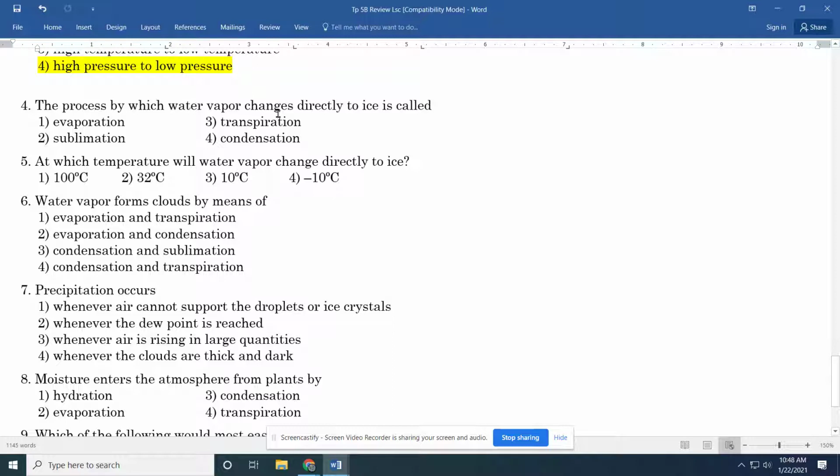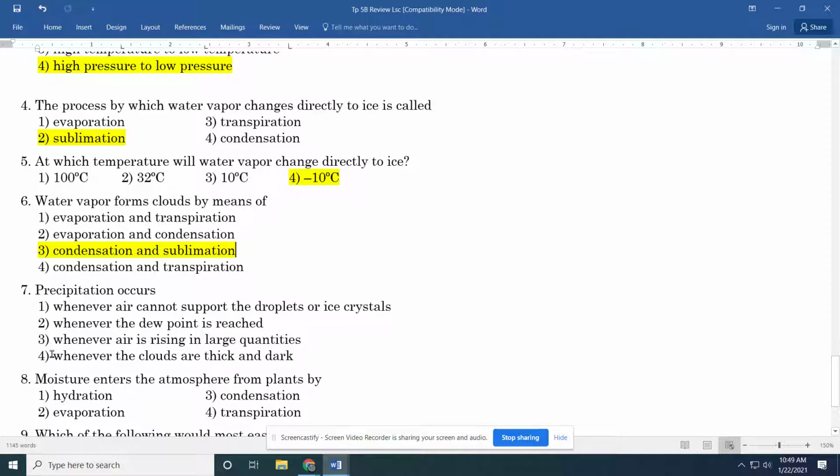The process by which water vapor changes directly to ice: sublimation. Which temperature will water vapor change directly to ice? It would have to be below freezing for that to happen. The only one of our choices that's below freezing is -10 Celsius. Water vapor forms clouds by means of condensation and sublimation, because in order to form a cloud, it has to turn into a liquid droplet again or a snow ice crystal.